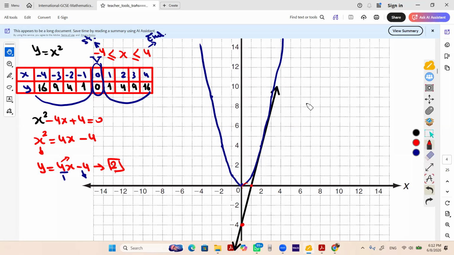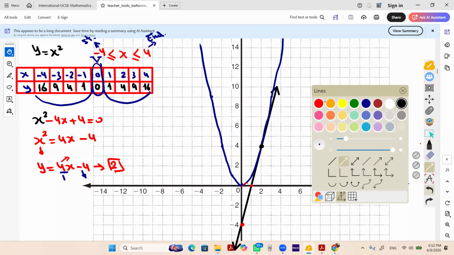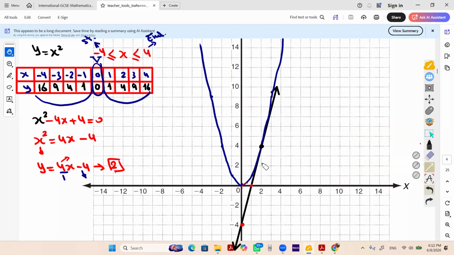It intersects with the parabola at what? Only at one point, here, which is opposite to the x equals what? That's 2. It's opposite to this point at x equals 2. Okay.